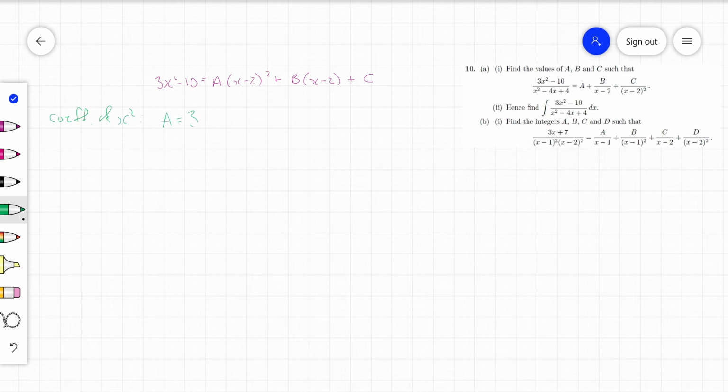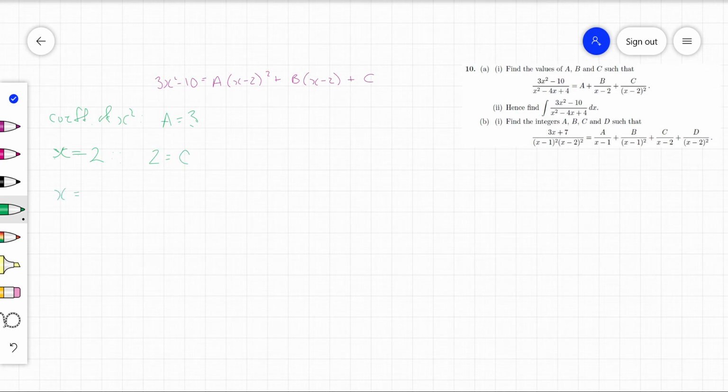All right, we can then maybe sub in. So for example, let's go for x equals 2. So if we sub in x equals 2, on the left hand side we can get 2 squared is 4, times 3 is 12, minus 10 is 2. x equals 2 would get rid of our a, get rid of our b, so we've got c equals 2.